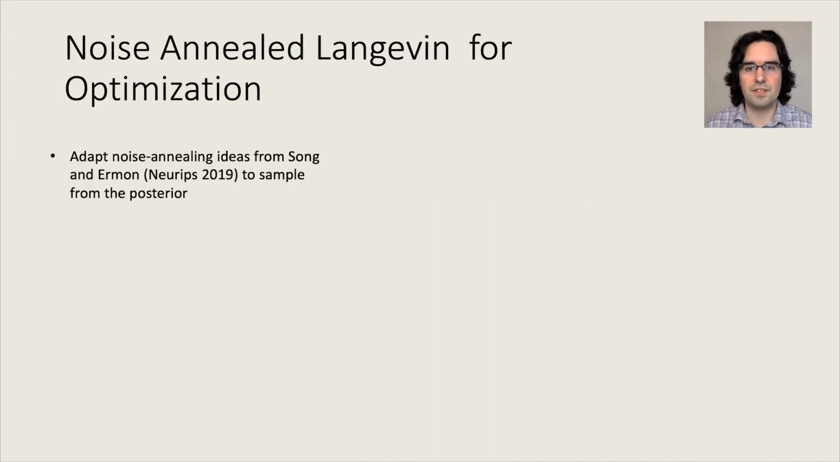We derive an answer to the sampling problem using techniques from a recent breakthrough paper by Yang Song and Stefano Ermon. Their work demonstrated an efficient way to sample from a generative model using annealed Langevin dynamics. We can adapt their algorithm to sample from our posterior distribution.